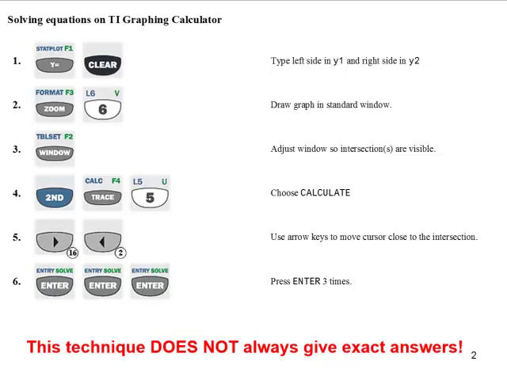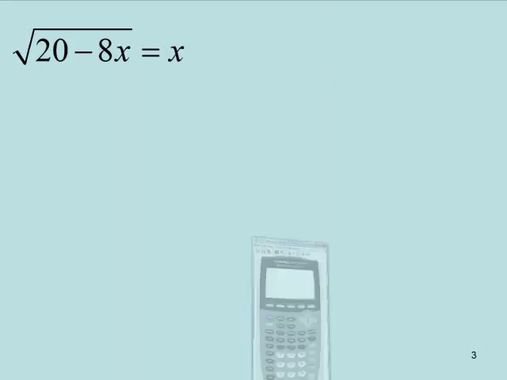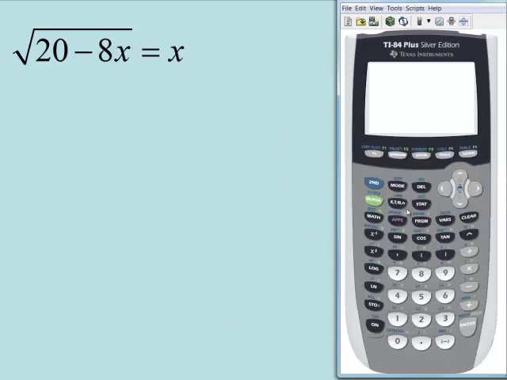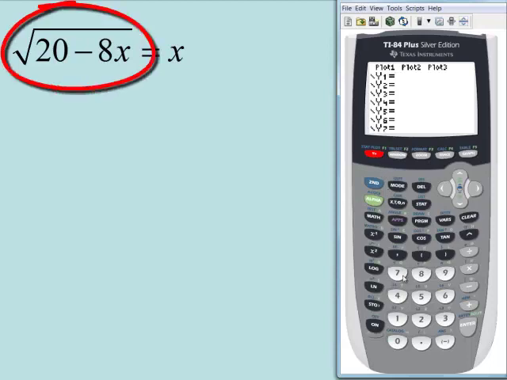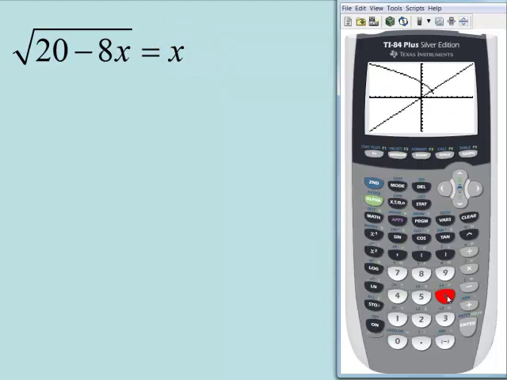These are some of the same problems that were on the Section 5 lesson. We have this equation to solve. I'm going to take out my calculator, and the steps that we just saw were this. I'm going to push my y equals, take the left side of the equation, and type that out beside y1. And the right side of the equation beside y2. I'm going to do zoom 6 to get a standard graphing window, and then if necessary, adjust the window.